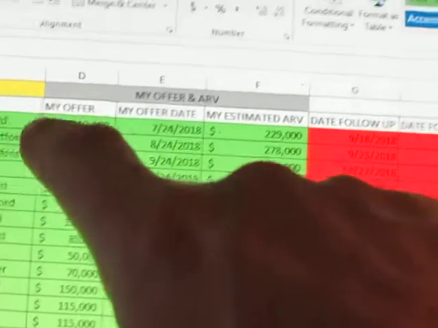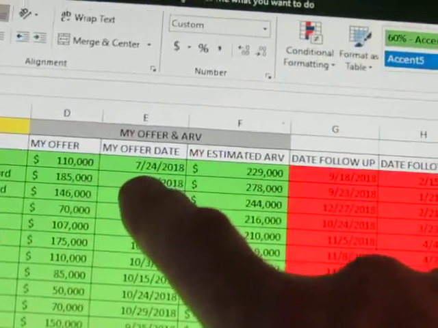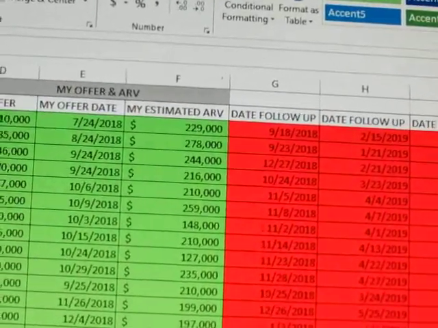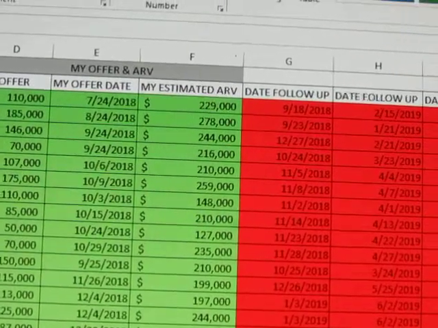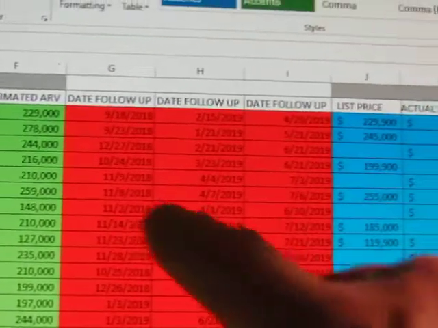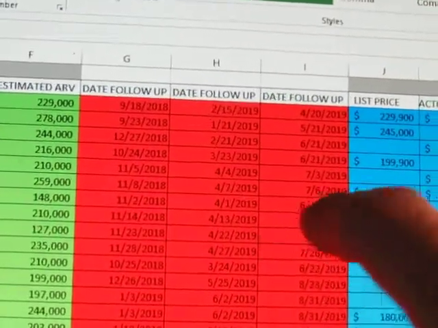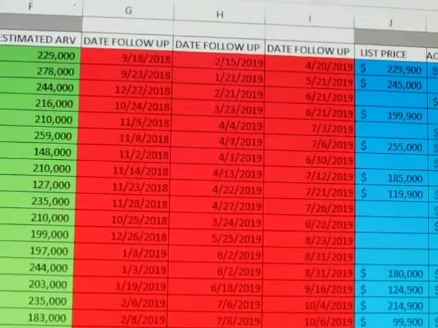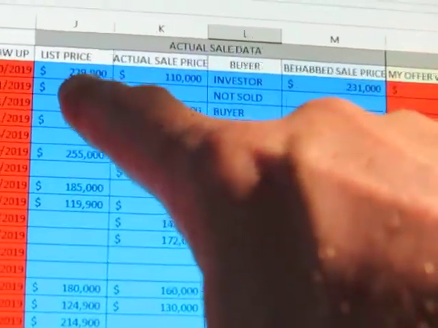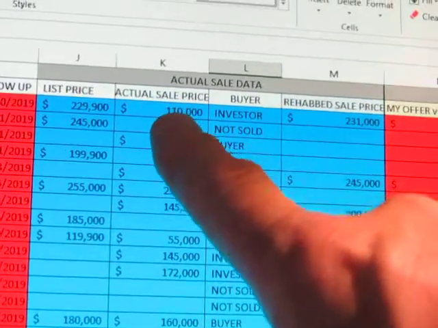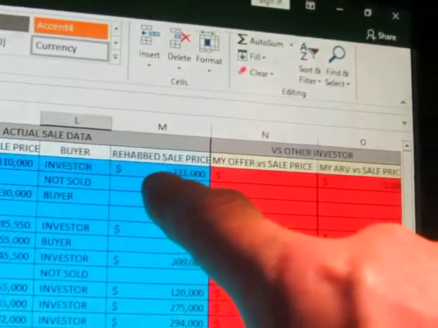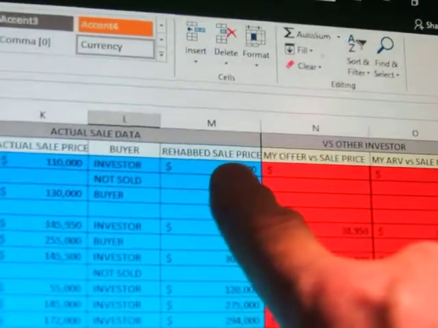Here's a property address, my offer date, and then what I feel my estimated after repair value is, meaning once the house is all fixed up, so if I buy it, fix it up and resell it, that's what I feel that value is. Then these are formulas that I put in here for the virtual assistant to follow up on for dates. And then the virtual assistant would add some of the activity. This was a list price. This was the actual sale price. Perhaps who bought it, and what the rehab sale price ended up being.